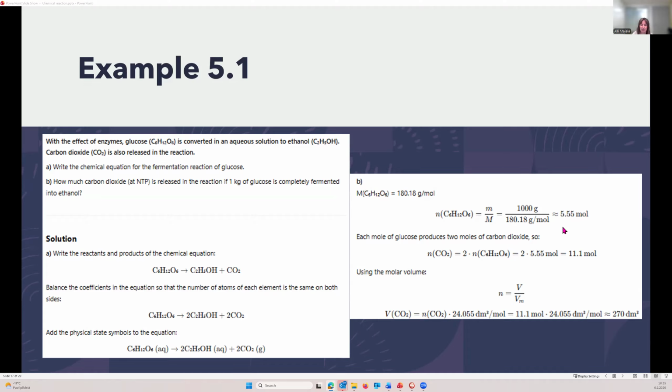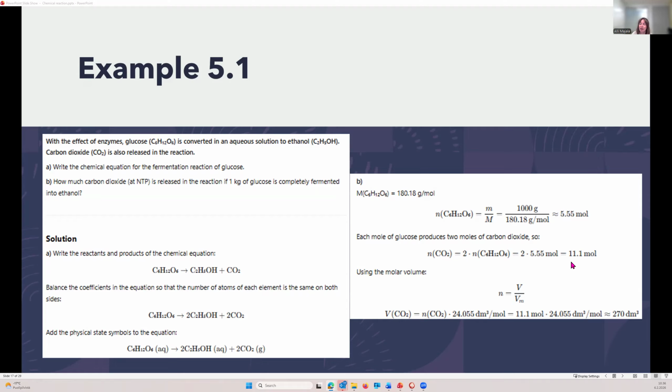And then we need the equation here. Each mole of glucose produces 2 moles of carbon dioxide. We can see it from the balanced equation. So here 1 produces 2. So then we know easily the amount of substance of carbon dioxide, as moles. You just have to multiply it with 2.